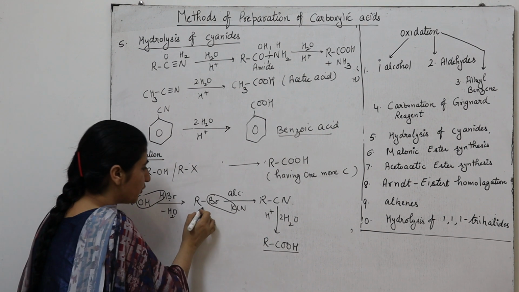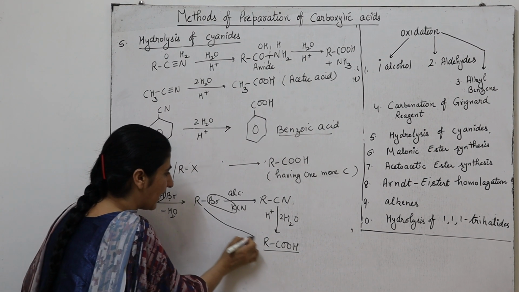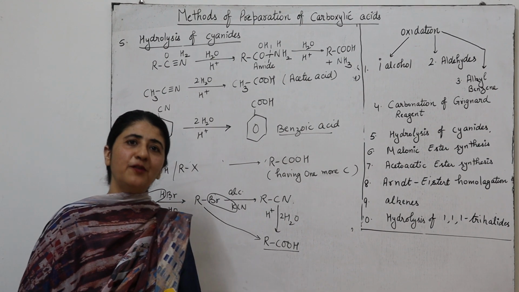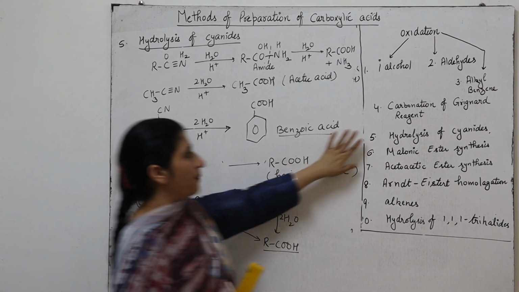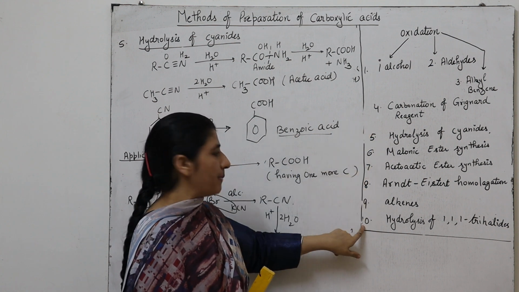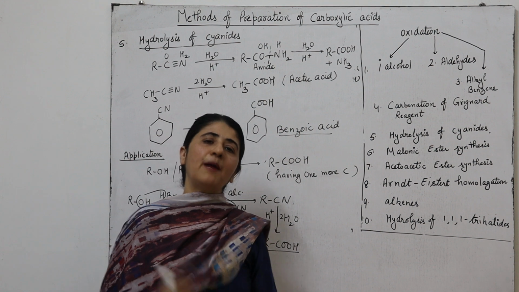This reaction is also useful for converting alkyl halide to carboxylic acid. In this video, I have discussed the 5 methods of preparation of carboxylic acid. The remaining methods of preparation I will discuss in upcoming videos.